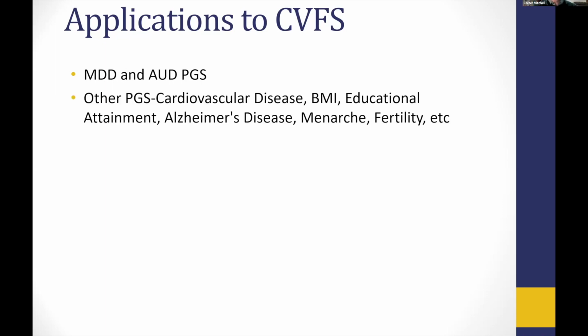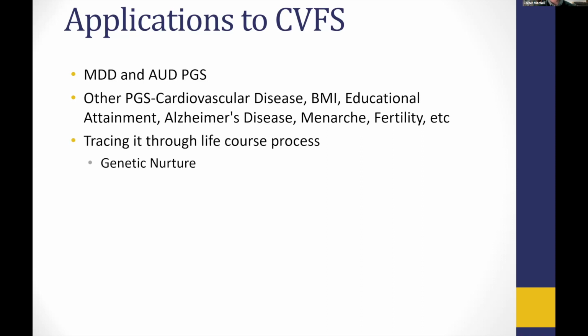Or we can talk about other polygenic scores that could be created, say related to cardiovascular disease or BMI, educational attainment, Alzheimer's disease, menarche, fertility, all these other things. So this is where I'm hoping that people will start to jump in and either ask questions or otherwise I'm going to start going through how might we test some of these.